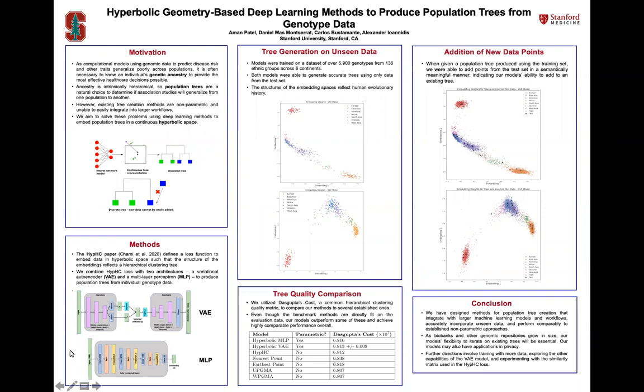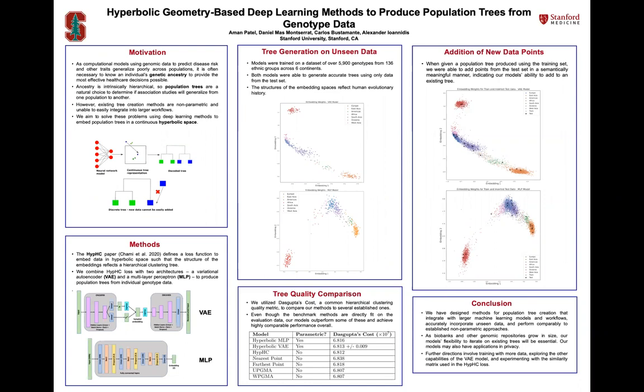First, a multi-layered perceptron, or a fully connected model, in which the loss function is the HypeHC loss. And second, a variational autoencoder. Here, we add the HypeHC loss to the standard VAE objective, and we also make some other modifications to adapt the model to hyperbolic space. In all experiments, our models were trained on a data set of over 5,900 genotypes that were derived from 136 different ethnic groups across 6 continents.